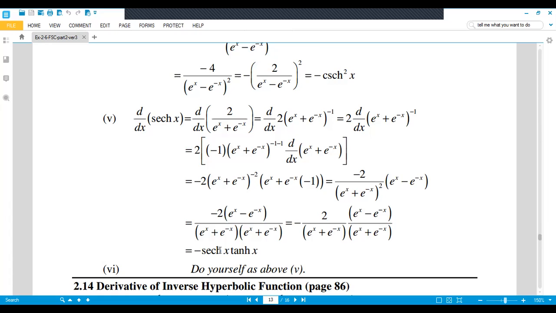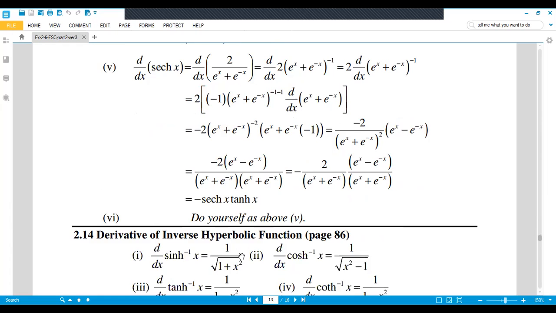So like this you have proved that the derivative of secant hyperbolic x is equal to minus secant hyperbolic x into tangent hyperbolic x. Sometimes it will come in the exam that prove that the derivative of cosecant hyperbolic x is equal to minus cosecant hyperbolic x into cotangent hyperbolic x, in the same way. So the sixth part you do just like the fifth one. So these are the proofs.